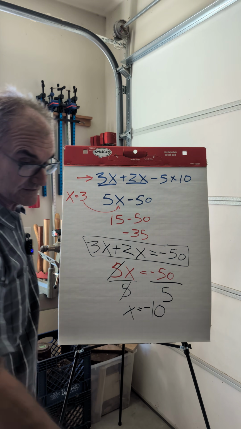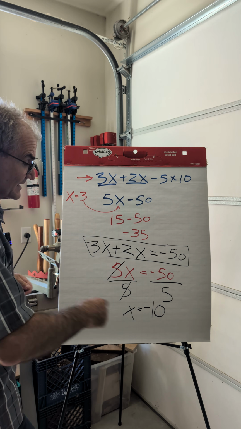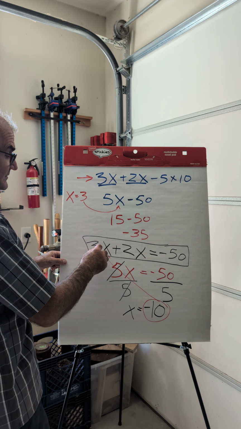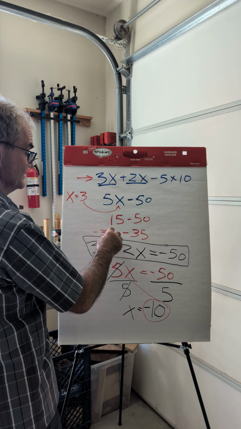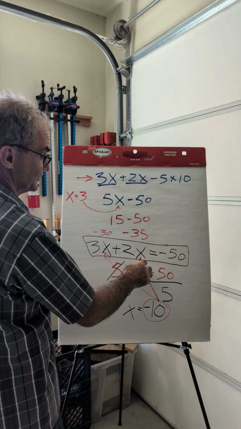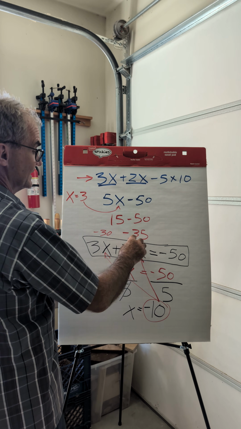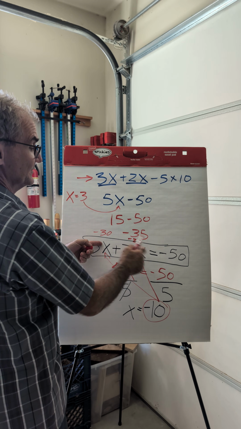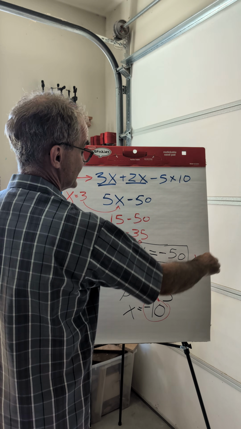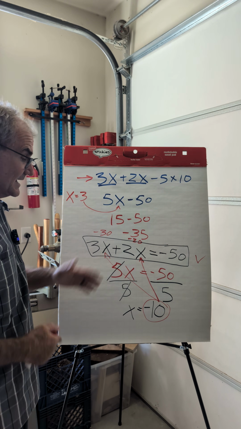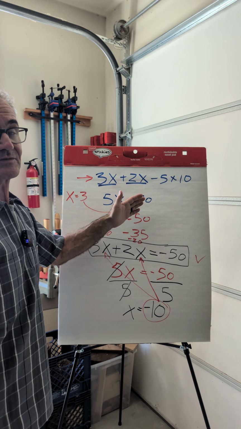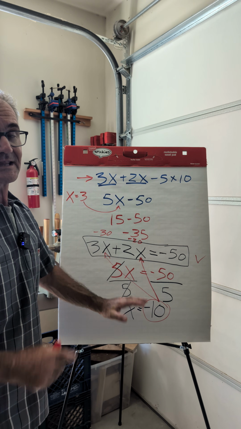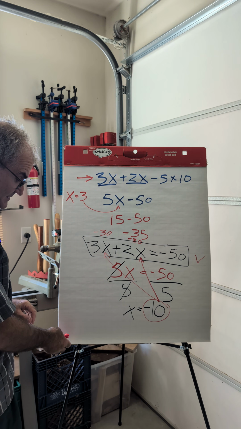Let's see if that's even true. I take that value, negative 10, and I plug it in here. Negative 10 times 3 is negative 30. Take that negative 10 and plug it in here. Negative 20. Negative 30 plus negative 20 is negative 50, equal to negative 50. Yes, it is. So I was able to use my rules of algebra to solve for my variable x. That's really all algebra is.